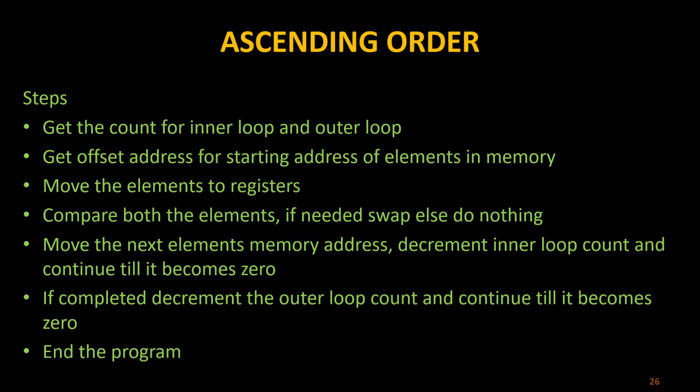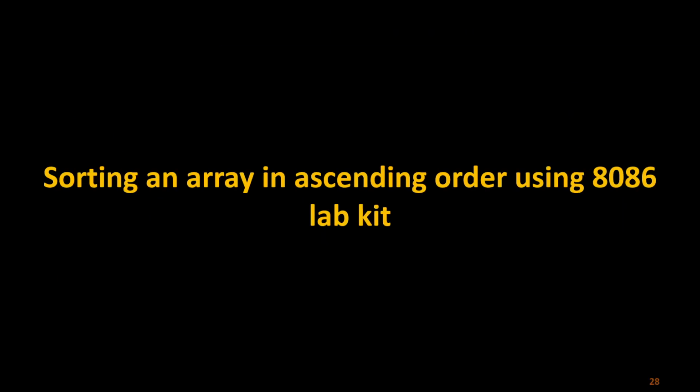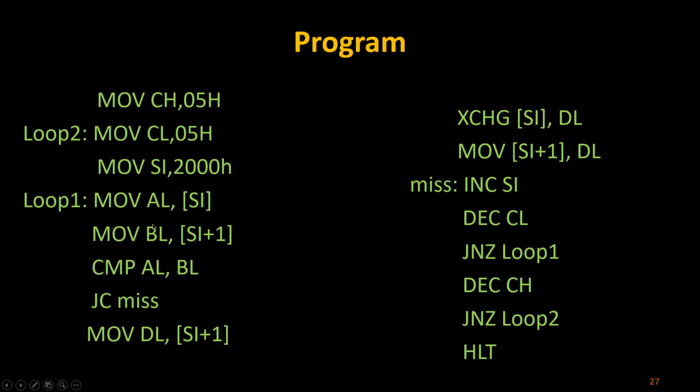I will give the previous videos in the description so that you can check them before getting into the lab kit. Here in terms of programming, we have used loop 1, loop 2 and miss. While programming the lab kit, we can't have these labels like loop 1, loop 2 and miss. Instead, we have to declare the memory location exactly where the instruction is located. In previous experiments also we have done the same.